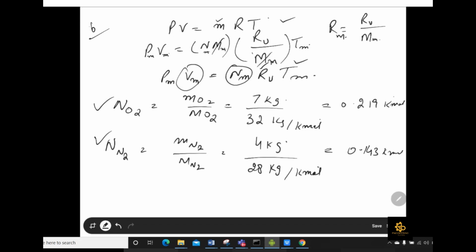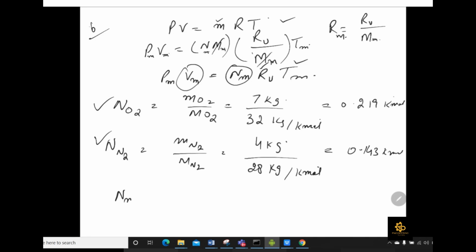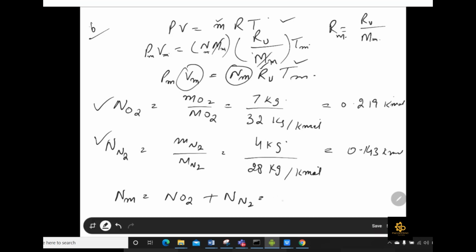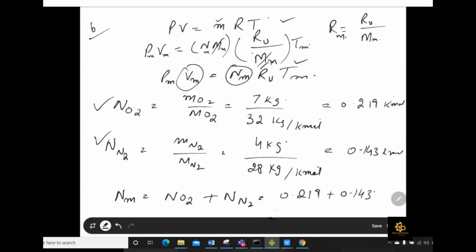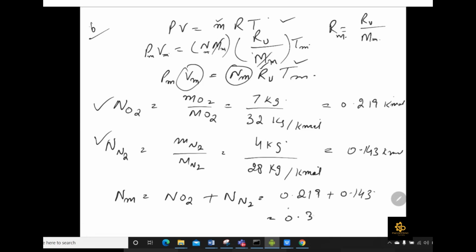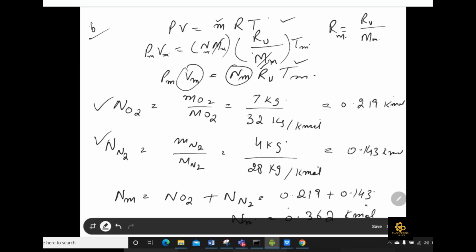Okay, so now from here you can easily find the number of mole for the mixture. Number of mole of the mixture is equal to number of mole of O2 plus number of mole of N2, and you can just add these two terms, which is 0.219 plus 0.149, and we will get the number of mole of the mixture, which is equal to 0.362 kmol. Okay, so now we have Nm with us. Now we have to find the volume of the mixture. So you have to note it down, then go to the next one.